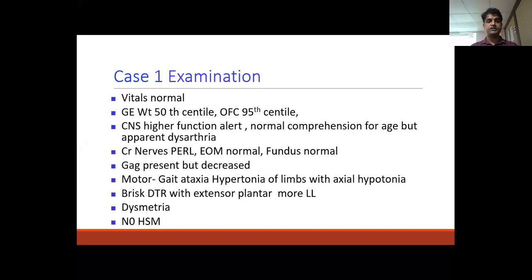Weight is 50th centile. Head circumference is on the 95th centile. CNS-wise, higher functions are alert, with normal comprehension for age, but there is some apparent dysarthria. Cranial nerves normal, extraocular movements normal, fundus is normal, gag present but decreased. There's ataxia, there is hypertonia of limbs, with axial hypertonia. Reflexes are brisk with extensor plantar and spasticity. Dysmetria is there. There's no hepatosplenomegaly, so there's no other systemic involvement.